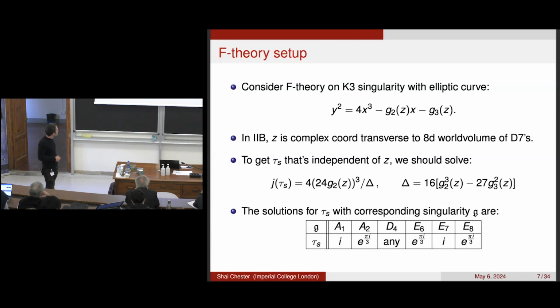So these are all the values tau can take. You see that either tau is fixed to a specific value, like i, or e to the i pi over 3, and then there's one special case where you have a solution for any value of tau. On the top line, these are the singularities on the K3 described by the elliptic curve when you have solved this equation in that specific way. This is the unique list of such solutions. This was first shown by Ashoke Sen in, I think, 1997.